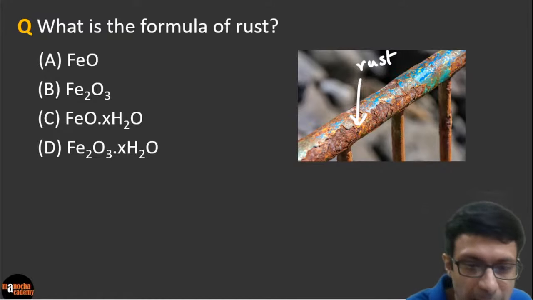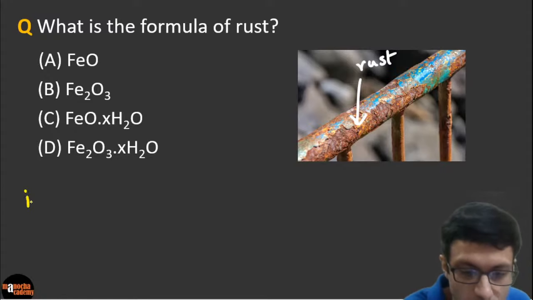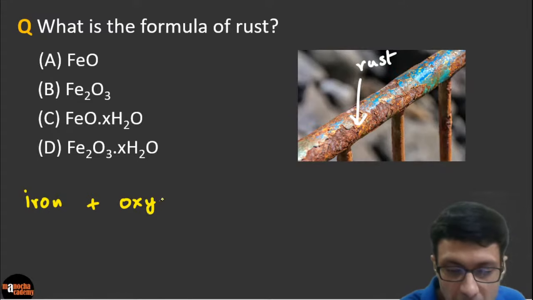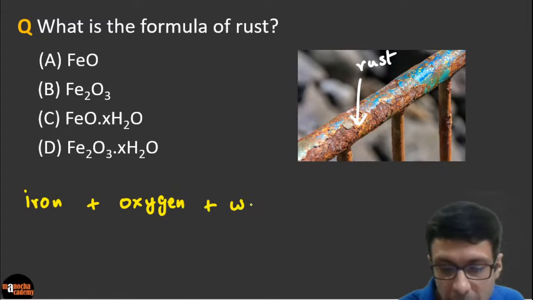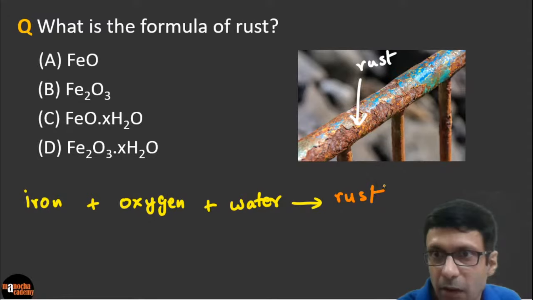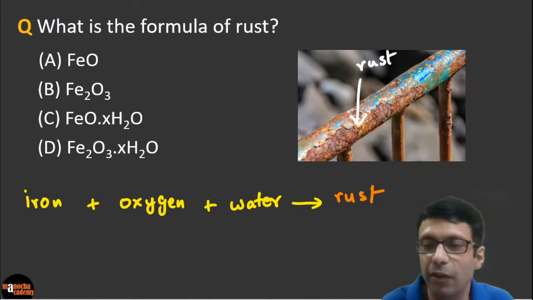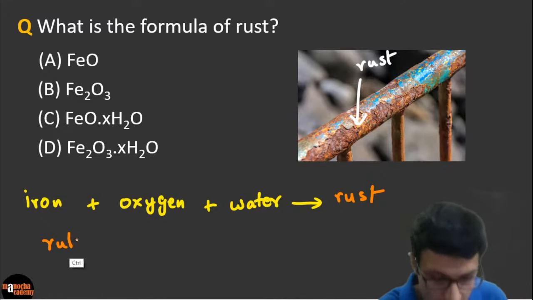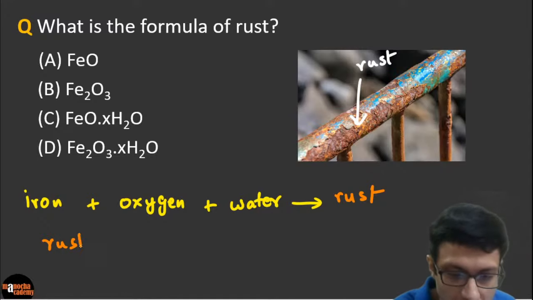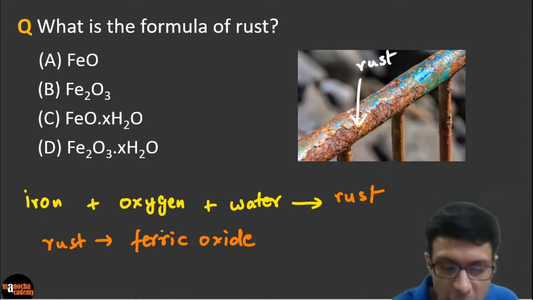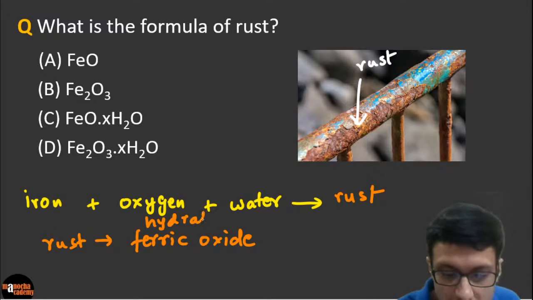So we know that for rusting, iron plus, I'm just writing it roughly, iron plus oxygen plus moisture, or water, they react to form our compound rust, which is this orangish, reddish orange color thing. So you need to know that rust is basically ferric oxide, first of all. So it's not ferrous, it is ferric oxide, and in fact, it contains water. So it is hydrated ferric oxide.